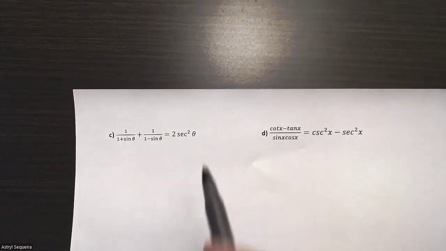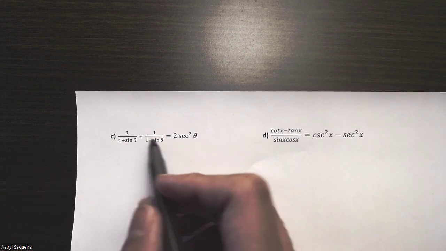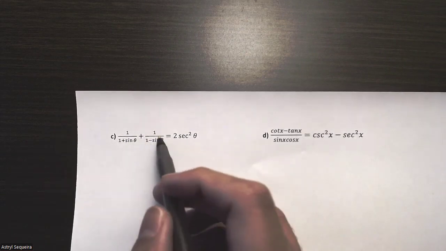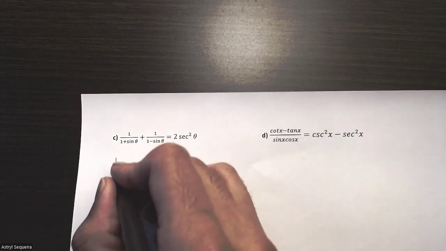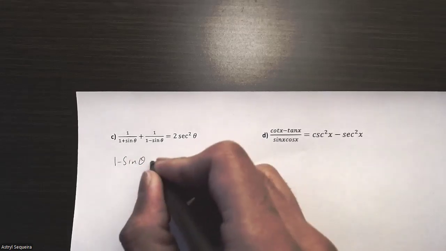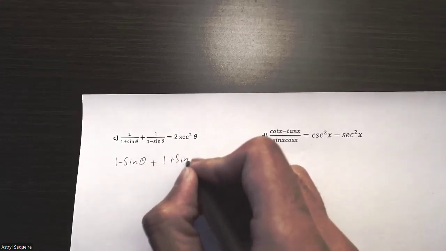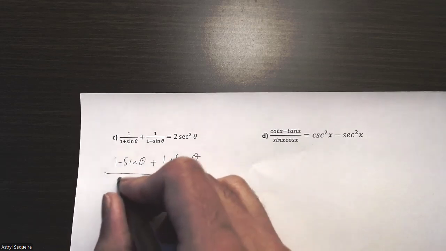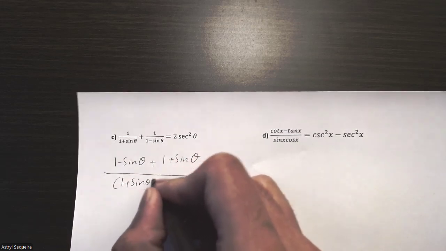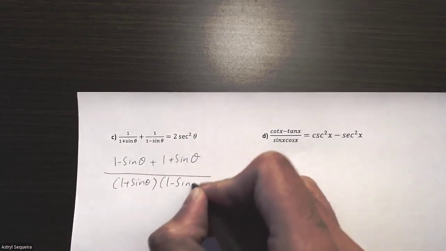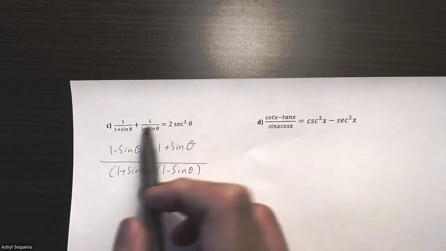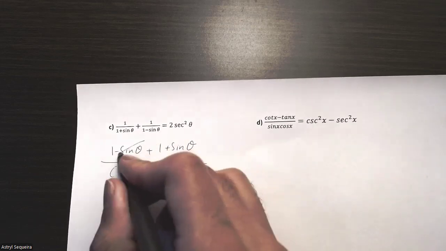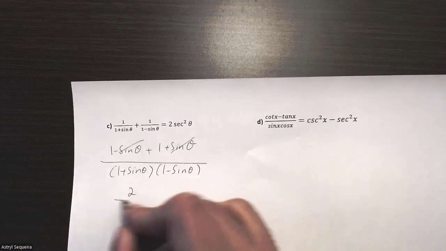Again, I'll work on the left side here. I'll make a common denominator, multiply 1 minus sine on the top and bottom there, and 1 plus sine on the top and bottom here. My common denominator is 1 plus sine times 1 minus sine. I'll combine like terms in the top. So negative sine and sine cancel. 1 plus 1 is 2.